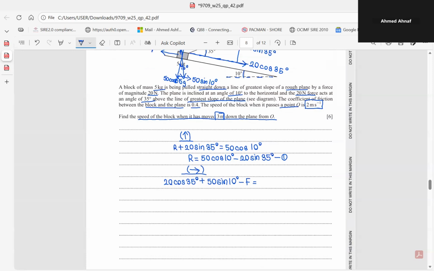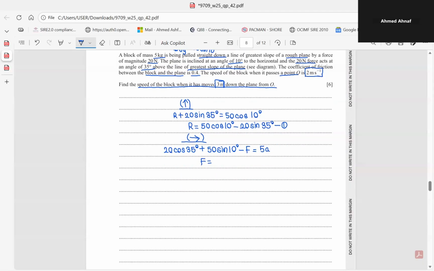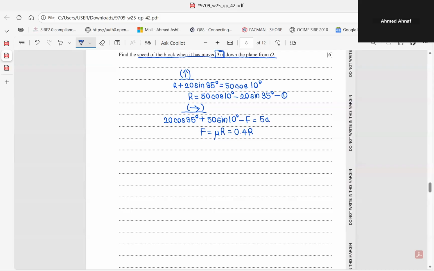Which is 5a. Okay, and then F we know is equal to mu R, and mu is 0.4. So F is just 0.4R. So we can substitute that in, as well as substitute equation 1.